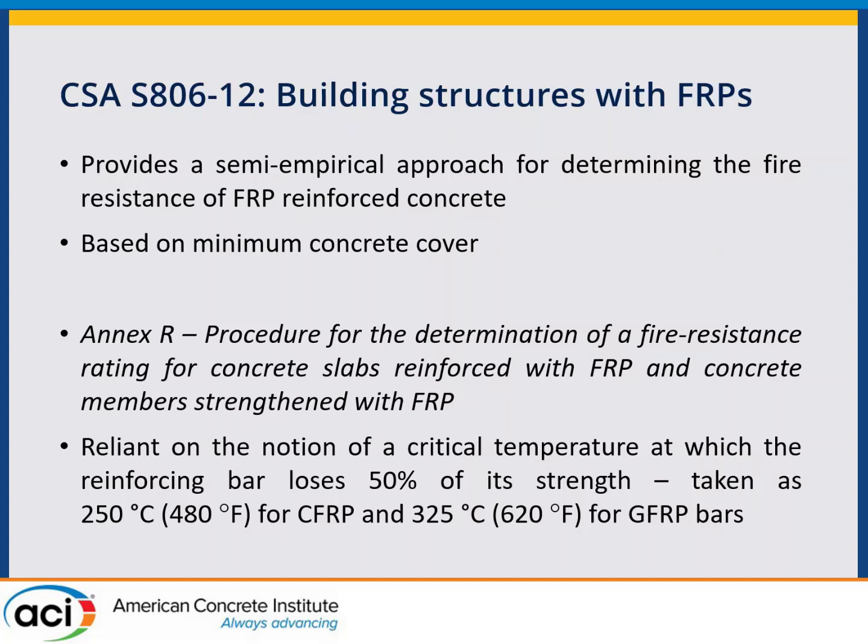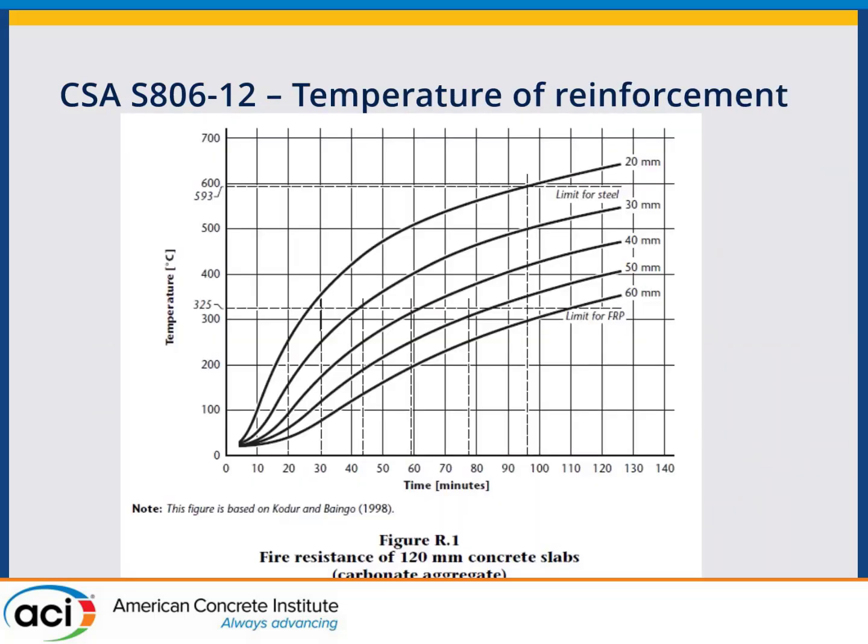So what we have done in the Canadian standard is say, well, when does the FRP bar reach half of its strength, and at what temperature? It recommends about 250 degrees Celsius, that's almost 500 degrees Fahrenheit, for CFRP, and 325 for GFRP bars, which is just over 600 degrees Fahrenheit. That's once again around when half of the strength is reached. And in some of our work, these values are a little bit higher, which we'll show later. But these are some of the curves that are used for guidance for doing slabs.